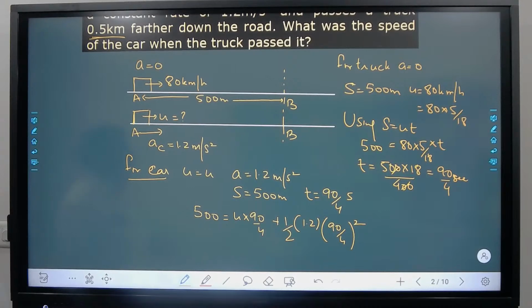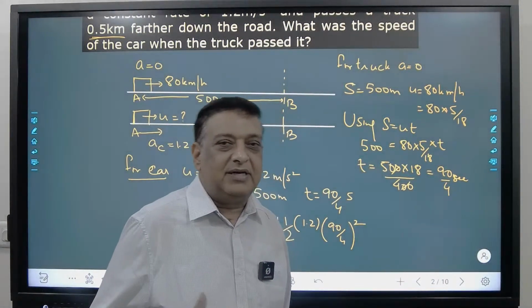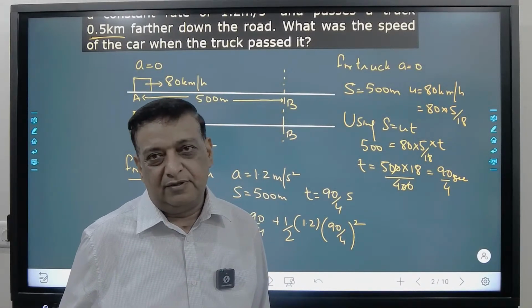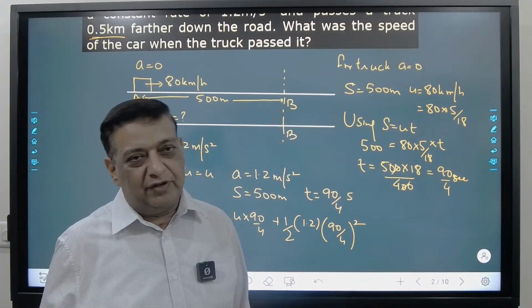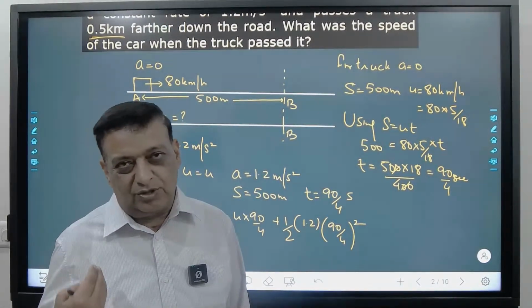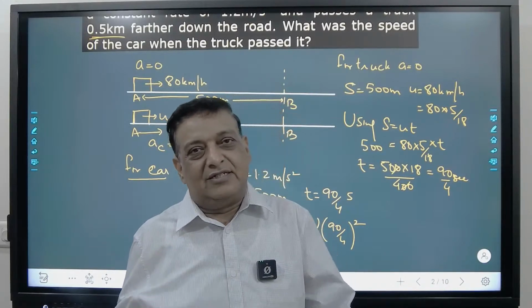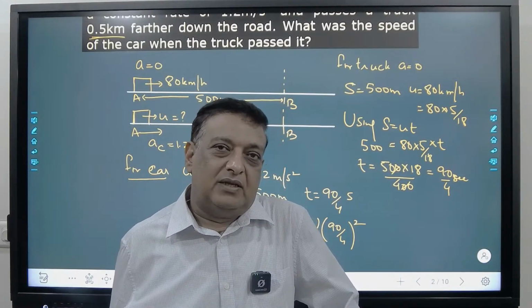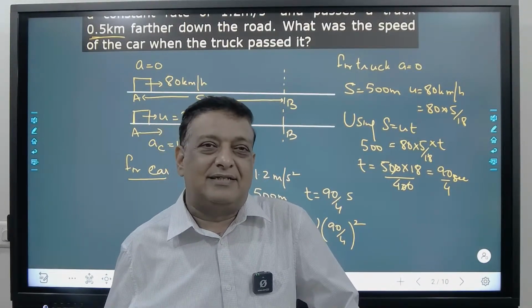Because whatever distance is traveled by the truck, the same distance is traveled by the car. But the car has an initial velocity of U and it is accelerating. So the truck is moving with constant speed. As the car goes on increasing its velocity, a stage comes where, say after a distance of 500 meter, the car is going to overtake the truck. So basically you have to equate the distance traveled by both.